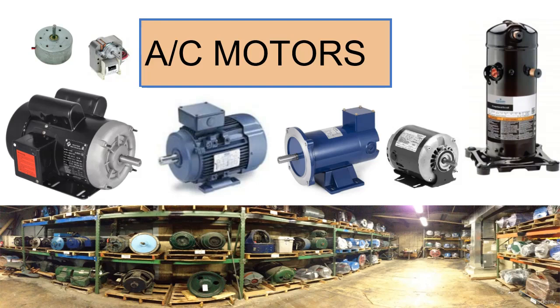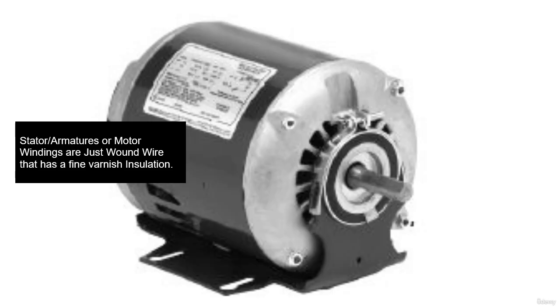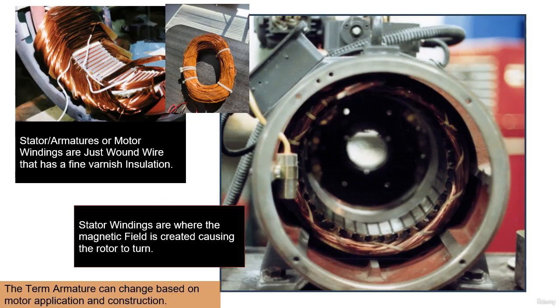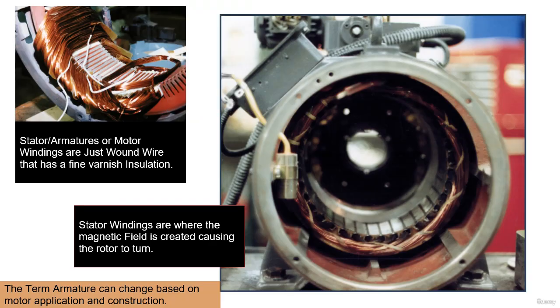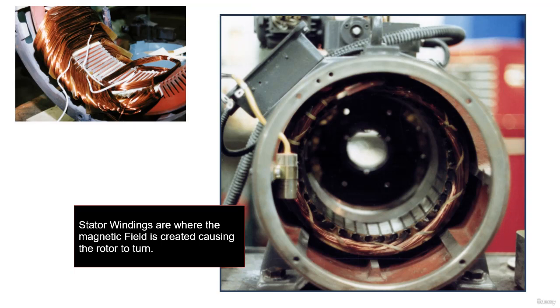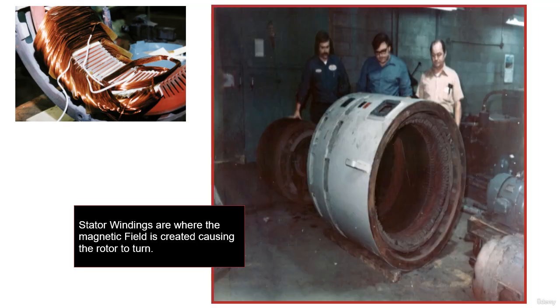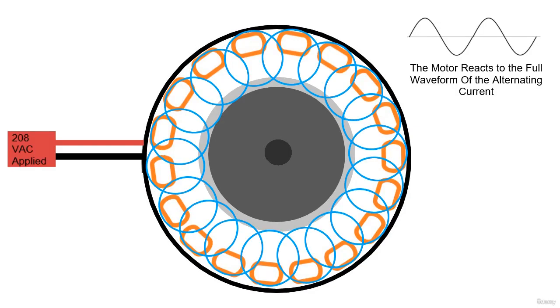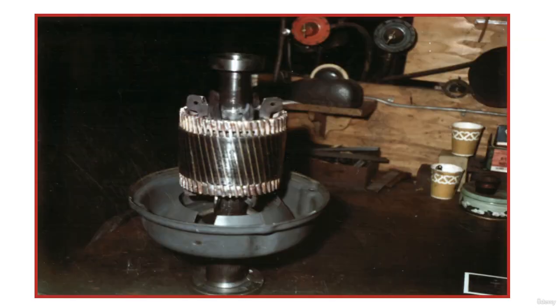AC motors. There are many types of AC motors. The most popular motor, and the one I will discuss, is the simple induction motor. You apply a voltage. As the current starts to flow through the windings, a magnetic field is created in the armature or stator. An easy way to remember the name stator is it's the part of the motor that stays still, stator.